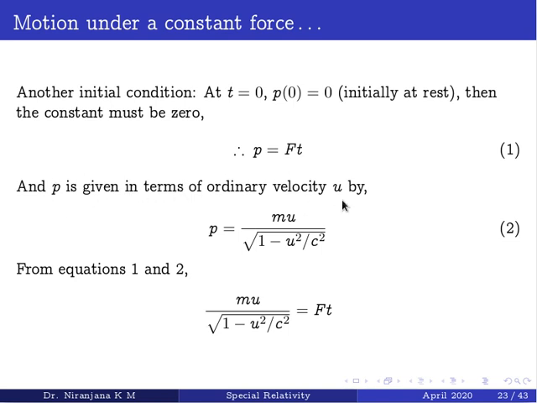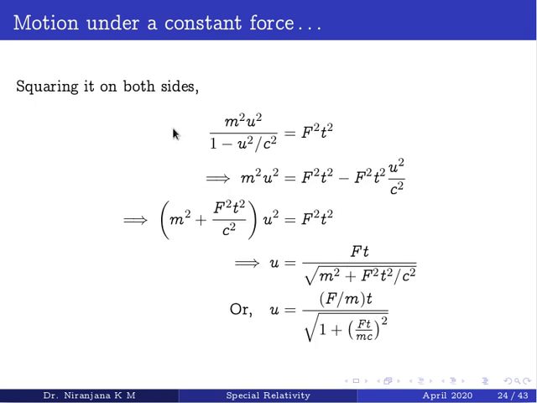And p is given in terms of the ordinary velocity u by the following expression, which we have already derived: p equals mass into the ordinary velocity divided by square root of 1 minus u squared by c squared. So from equations 1 and 2 you can equate them, because p is the same in both. You will see m u by square root of 1 minus u squared by c squared equals F into t.